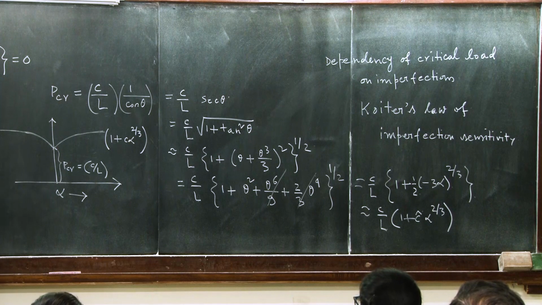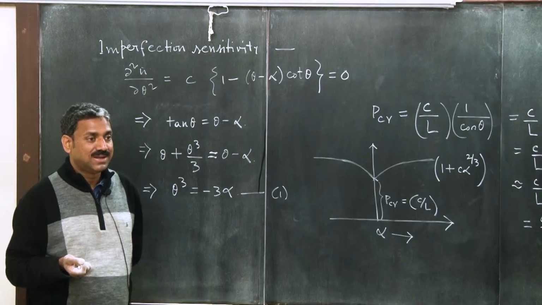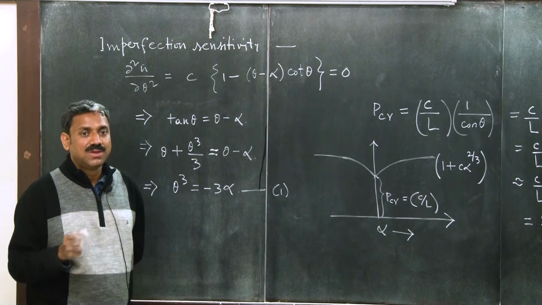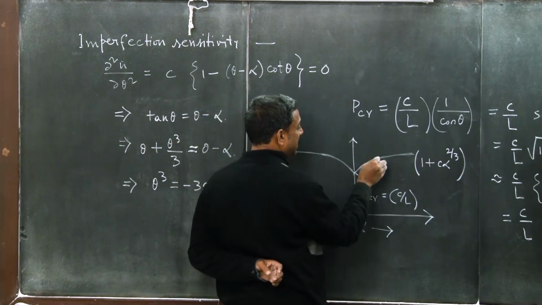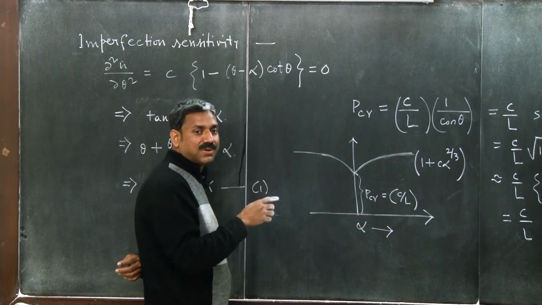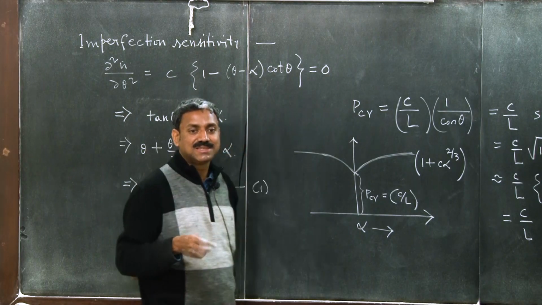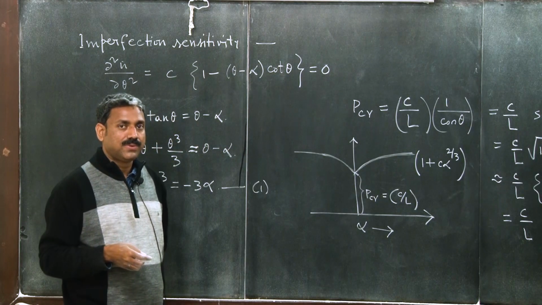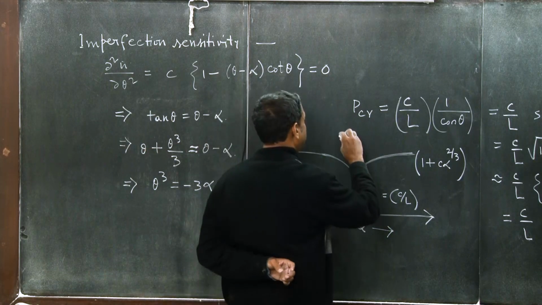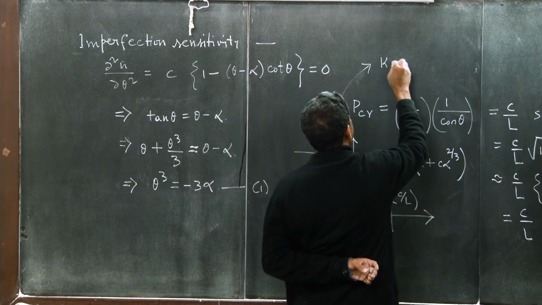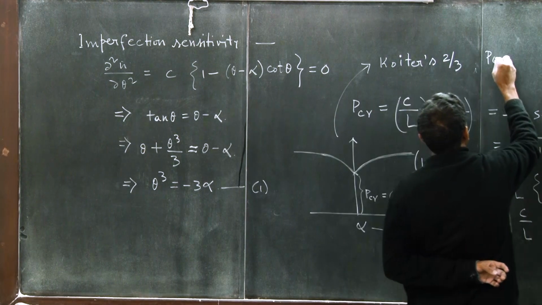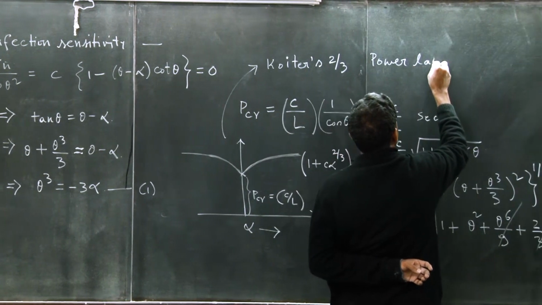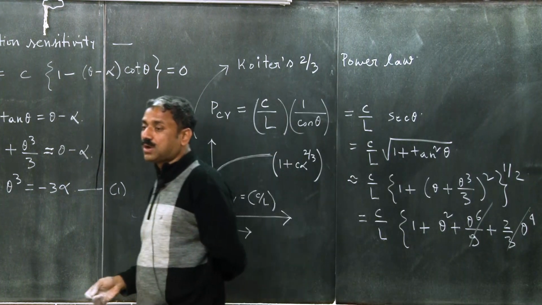So what we see is that a system which demonstrates stable bifurcation, and whose potential energy functional contains these quadratic terms, gives an increasing critical load with imperfections. So imperfections rather increase the critical load. This is called Koiter's 2/3 power law. This kind of system follows the 2/3 power law.